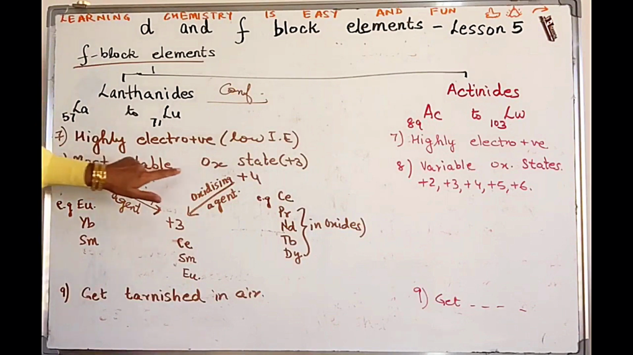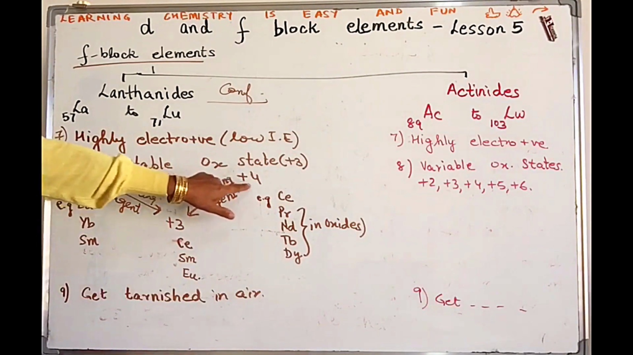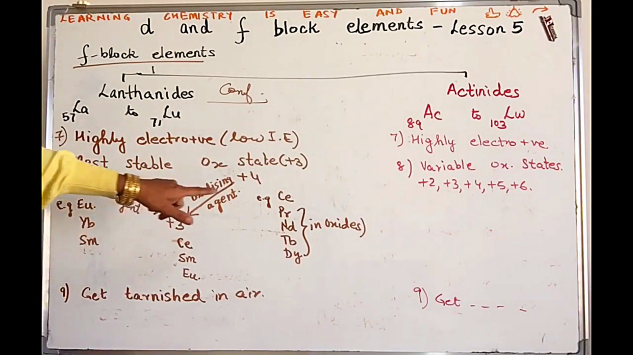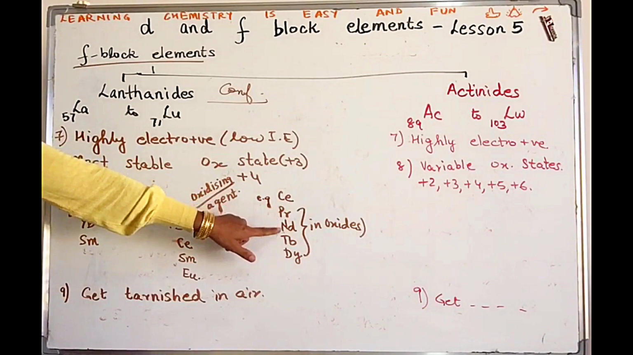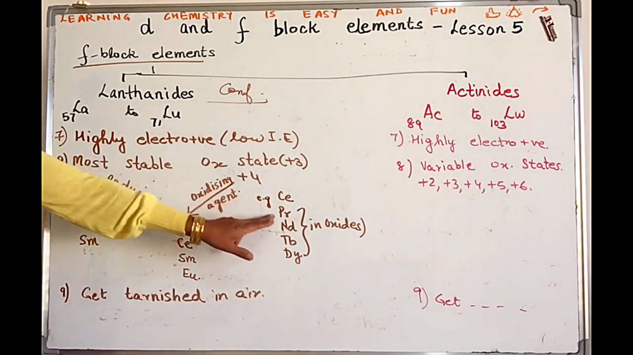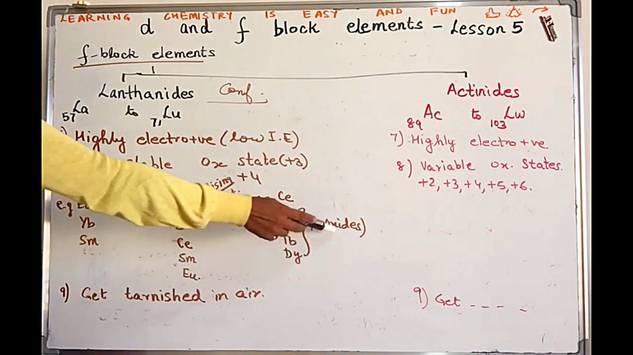Lanthanides, the most stable oxidation state is +3. Although there are elements which are showing the oxidation state of +2 and +4 as well. Examples are listed over here: europium, ytterbium, samarium. We have +4: cerium, praseodymium, neodymium, terbium, dysprosium. Now these are exhibiting +4 oxidation state only in the case of oxides.